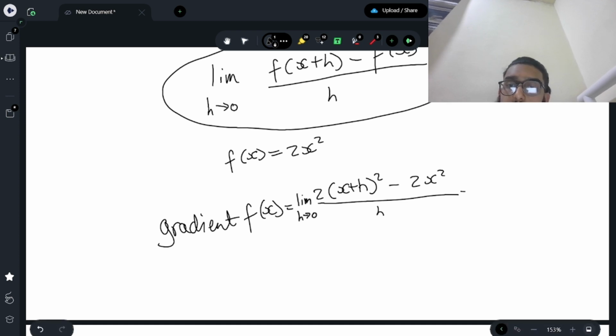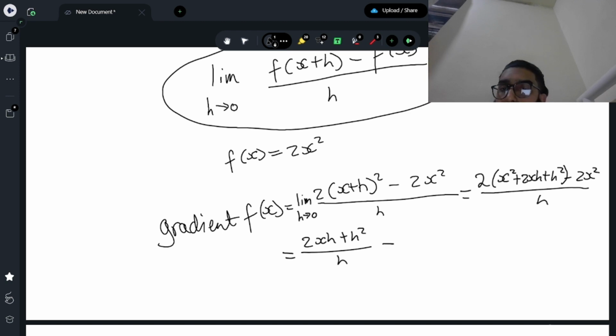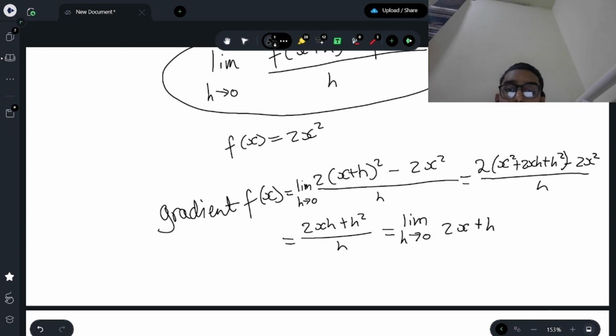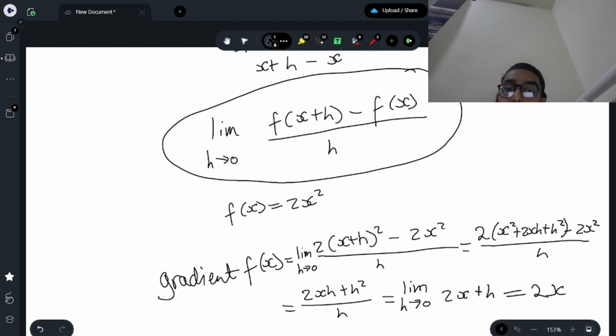So what will this give me if I simplify this out? That will equal 2x squared plus 4xh plus 2h squared minus 2x squared, all over h, which equals 4xh plus 2h squared all over h. And then this simplifies to 4x plus 2h with this limit in front of it, limit h approaching 0 of 4x plus 2h. And this is very useful because we're no longer dividing by 0, so we can just directly plug 0 into h, which equals 4x.